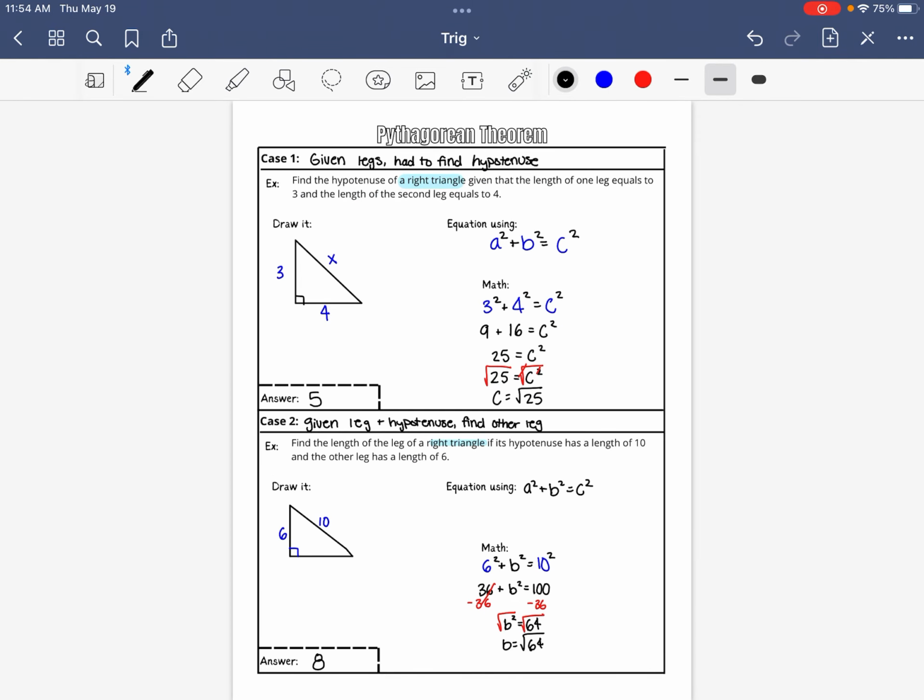So here you go. These are the two types of problems that you're going to encounter. So go ahead and jump out to Delta Math, and I'll see you for the next video.